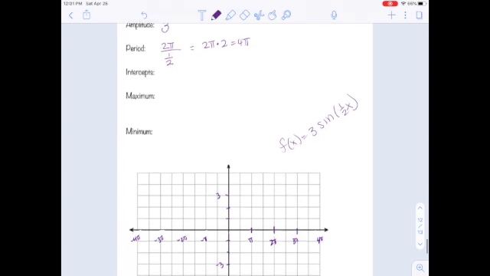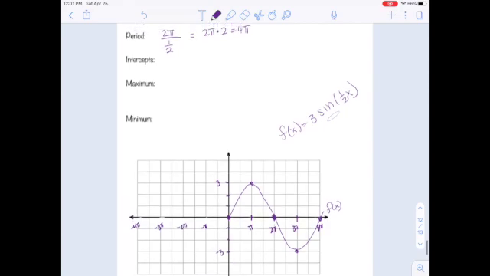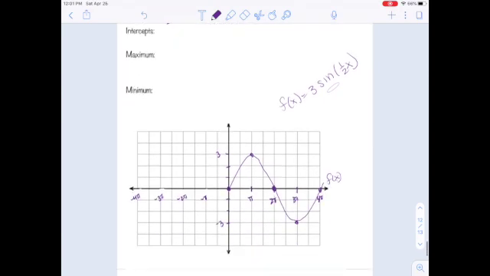So our 3 times sine of 1/2 of x would look like, got amplitude of 3, and it's a sine function, so we know it starts at 0, 0, goes high, goes back to your x-axis, goes low, and 4 pi. So here is your f of x, one period of it. And now we're going to pick it up and we're going to reflect it across.